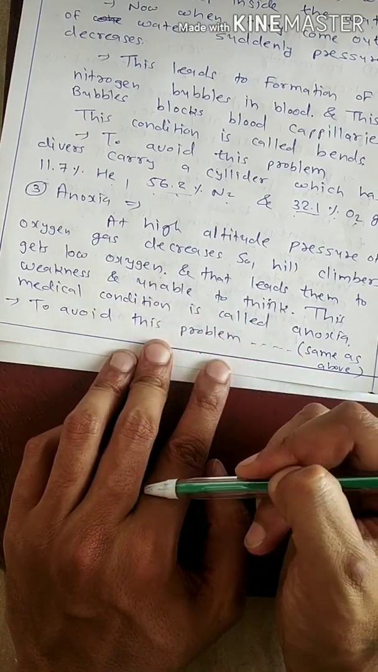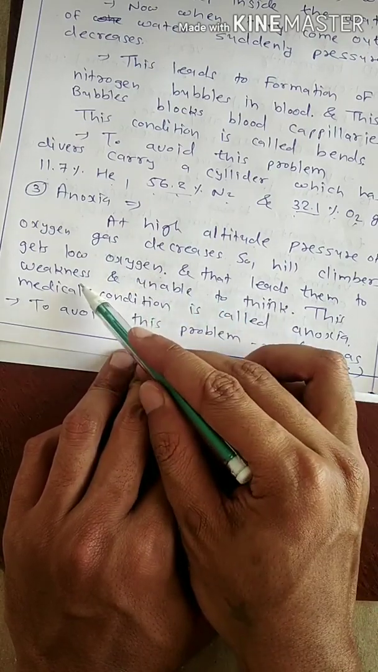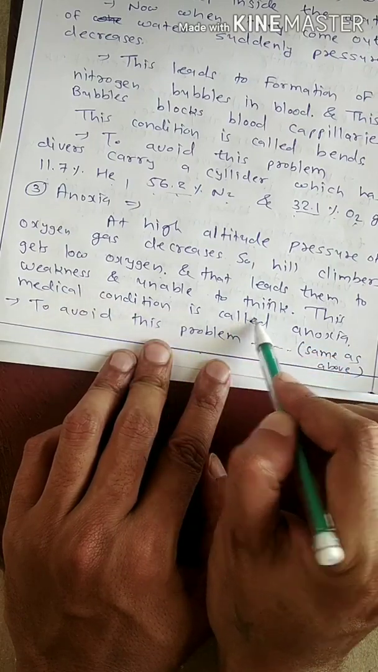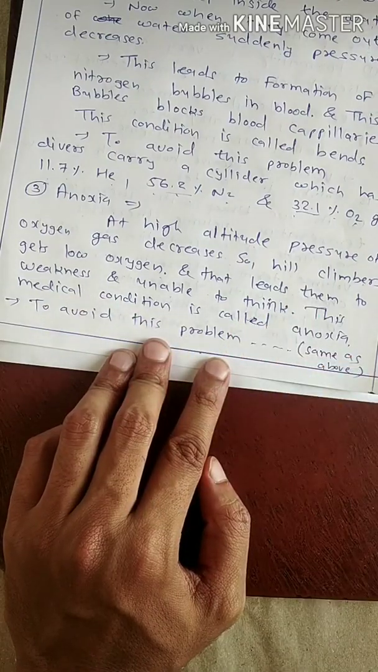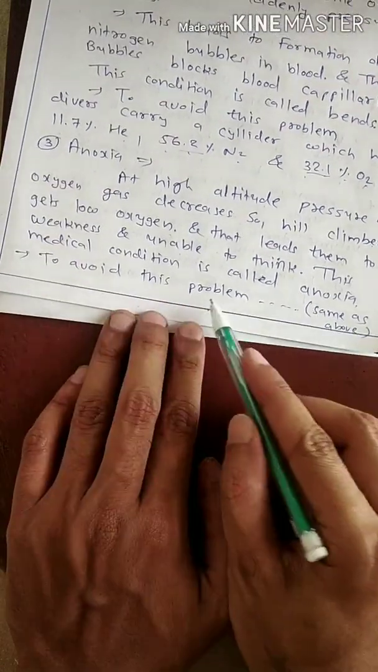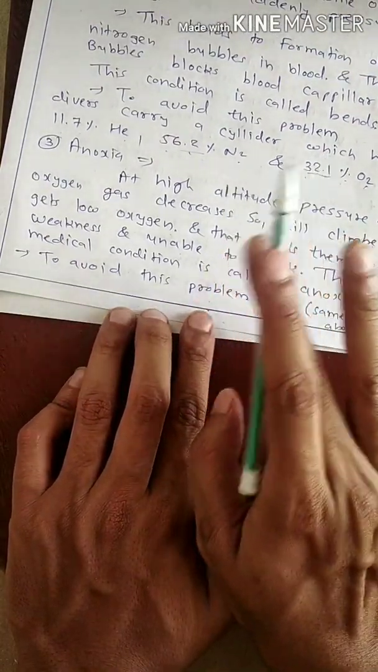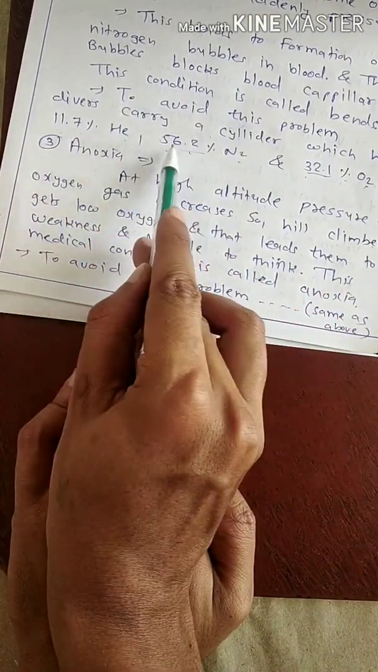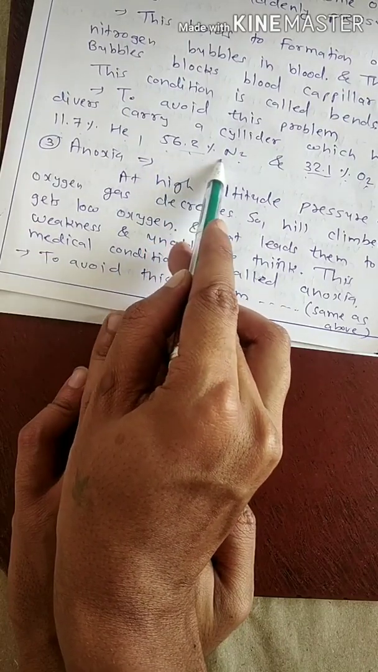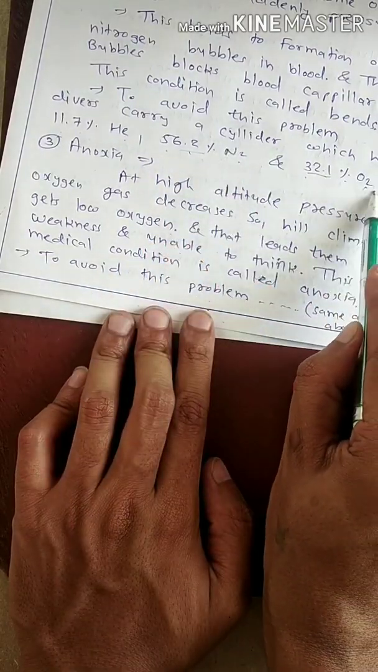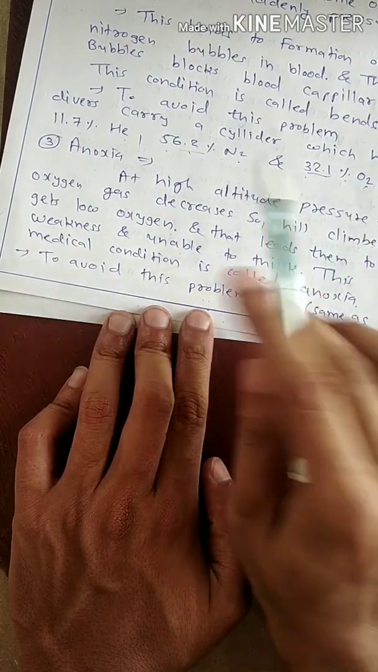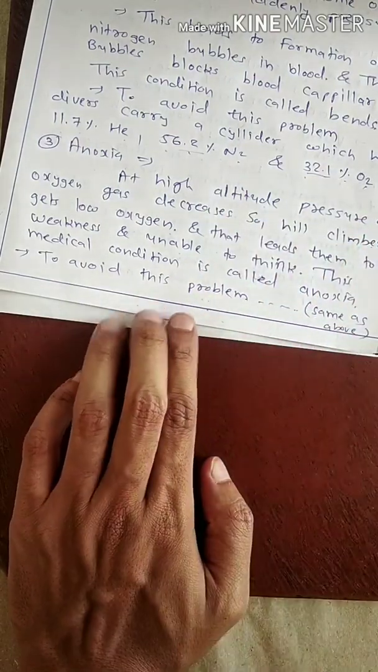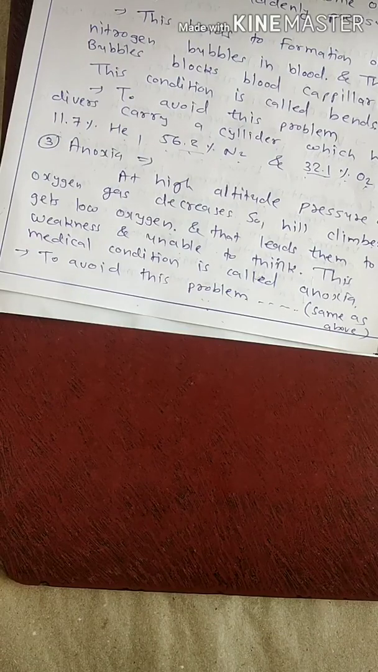Oxygen blood ની અંદર ઓછો થઈ જાય, so that leads them to weakness and unable to think. અશક્તિ આવે અને કંઈ વિચારી ના શકે. This medical situation is called anoxia, and to avoid this problem, they carry a cylinder which is filled with 11.7% helium, 56.2% nitrogen, and 32.1% oxygen. આનો આ પોઈન્ટ અહીંયા આગળ લખવાનો છે પછી. Okay, so these are 3 uses of Henry's law.